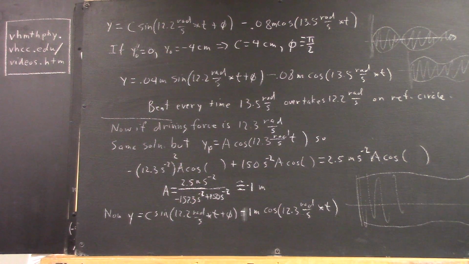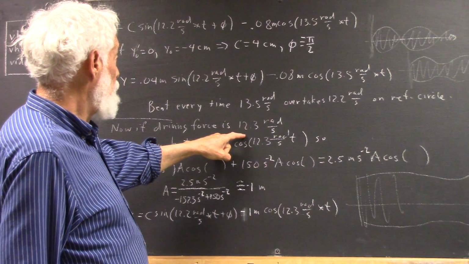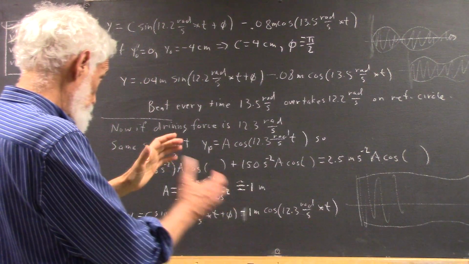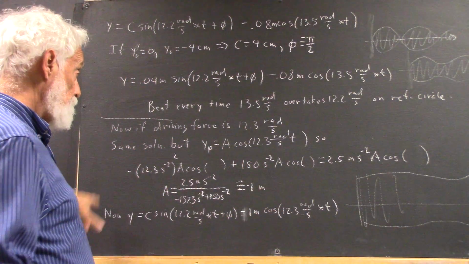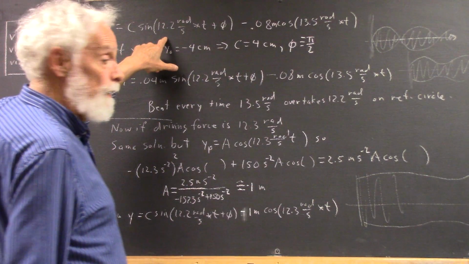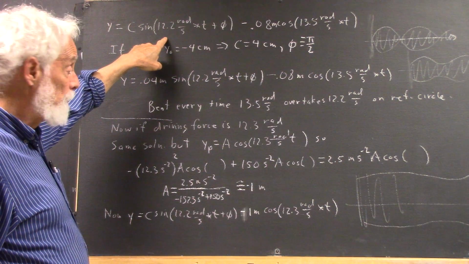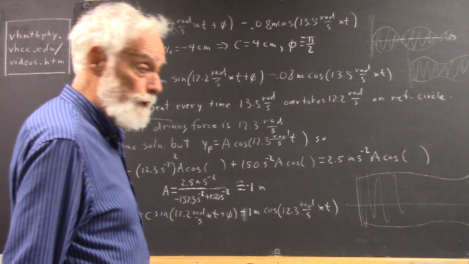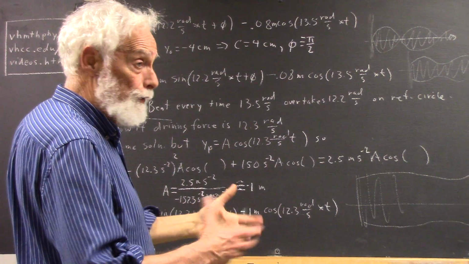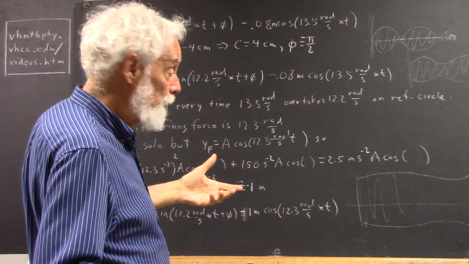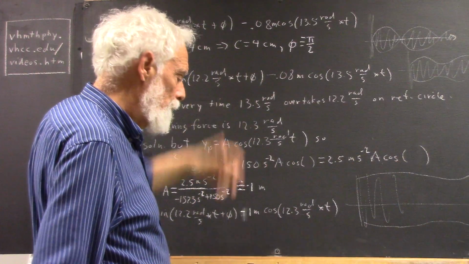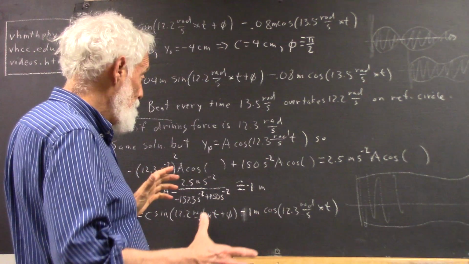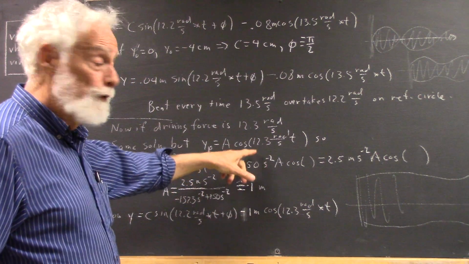Now, if the driving force is 12.3 radians per second, where the natural frequency is 12.2 radians per second, it's going to take much longer for this one to move a full cycle ahead of this one. Okay, it's only catching up at 0.1 radian per second. It's got to catch up 2 pi radians. It's going to take about 62.28 seconds, about a minute. So we're going to go through a lot of cycles in a minute.